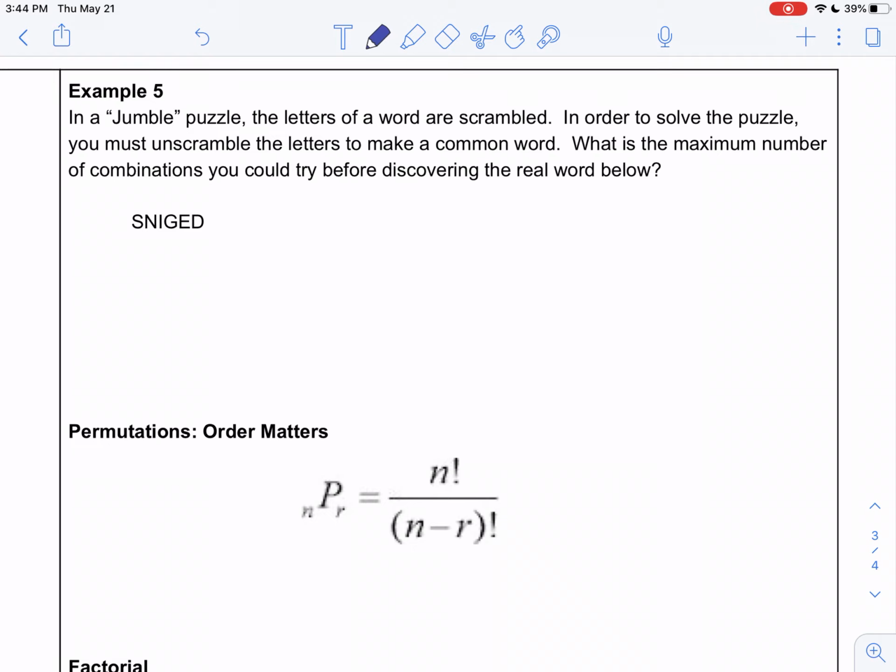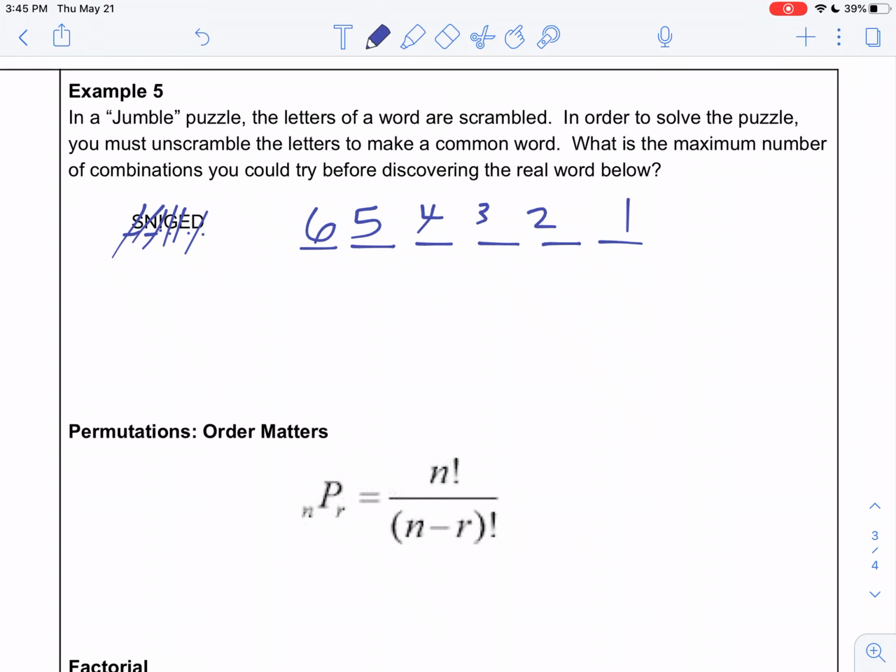All right, so I have 1, 2, 3, 4, 5, 6 different letters. And I notice that all 6 of them are different. So if I just want to randomly put them into order, the first time I choose from that group, I have 6 different possibilities, then one's gone. Then I have 5 possibilities, then 4, then 3, then 2, then 1.